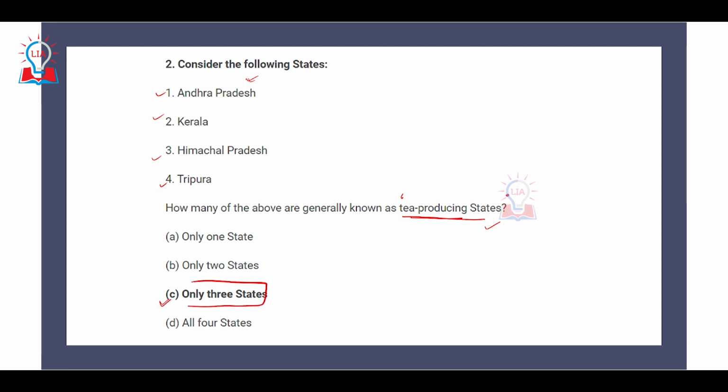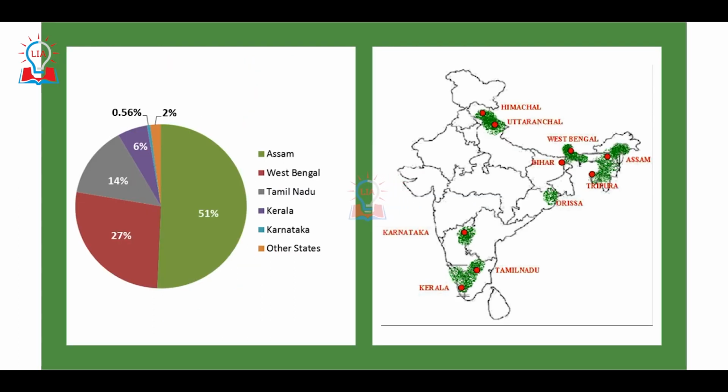The three states that are given here in the option are tea producing states, and those are Kerala, Himachal Pradesh, and Tripura. Andhra Pradesh is not considered a tea producing state in India. If we take a look at the production of tea in India, we can see in North India, Himachal Pradesh and Uttarakhand is a major state. In Eastern and Northeastern India, we have West Bengal, then Assam and Tripura. These are the major tea producing states. In some parts of Orissa also we see the production of tea. And in South India, three major states, that is Karnataka, Kerala, and Tamil Nadu, are considered tea producing states.